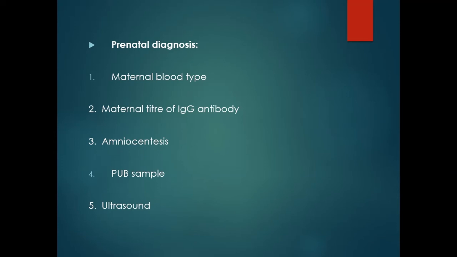Or you measure the level of bilirubin and hemoglobin by taking a sample through a per umbilical blood sample, and you do an ultrasound that will show the size of the baby, because those babies are swollen due to severe anemia.